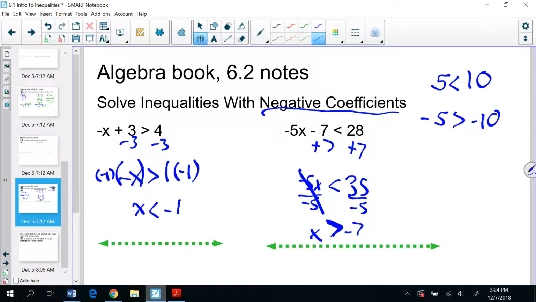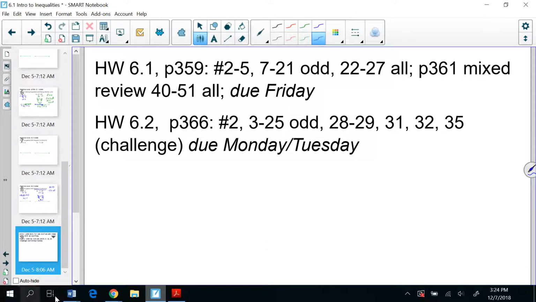All right? That's your quick lesson on 6.1 and 6.2. Here's the homework that is also posted on Canvas.